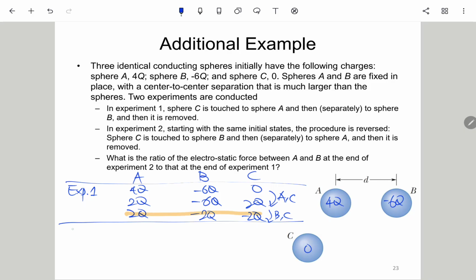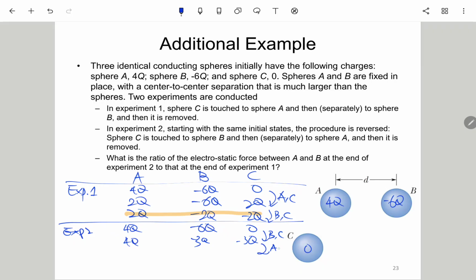And then for experiment 2, initially it's also 4Q, negative 6Q, and 0. This time we touch B and C first. Touching B and C first, the total charge is negative 6Q plus 0, which is negative 6Q, divided by 2 is negative 3Q. So negative 3Q, negative 3Q, and A remains 4Q.